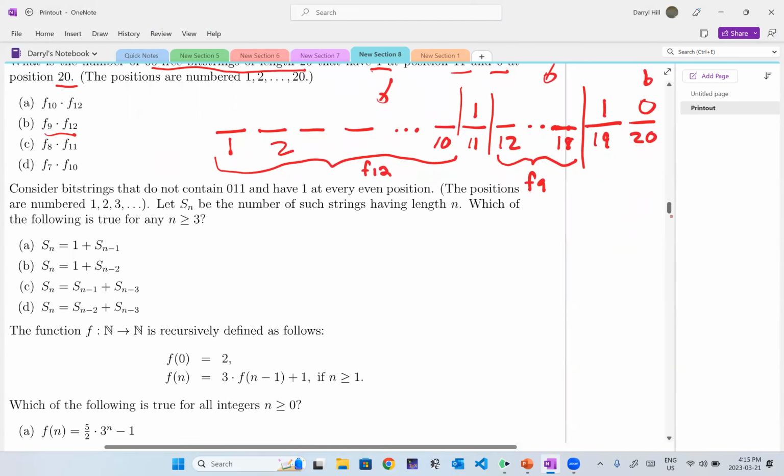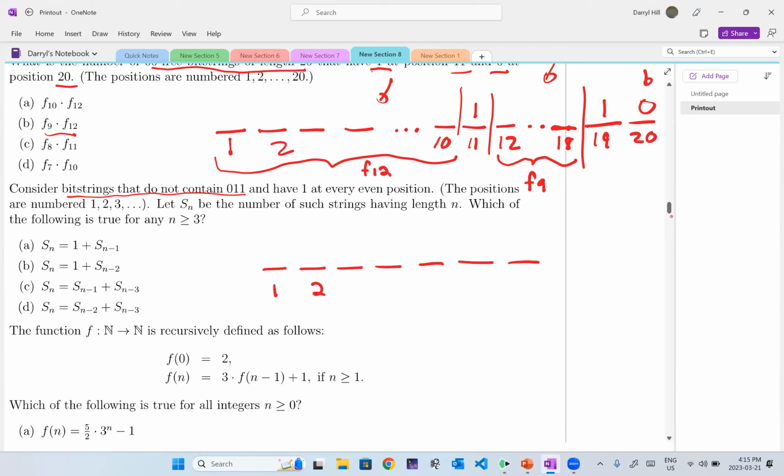Okay, so related to that, bit strings that do not contain 0, 1, 1, and they have a 1 at every even position. Positions are numbered starting at 1 again, so let's just put a bunch of blanks. Position 1, 2, 3, 4, 5, etc. And I have a 1 at every even position. So I have a 1 here, a 1 here, put a 6 here. So it's going to look something like that. And it does not have 0, 1, 1 anywhere in this string.